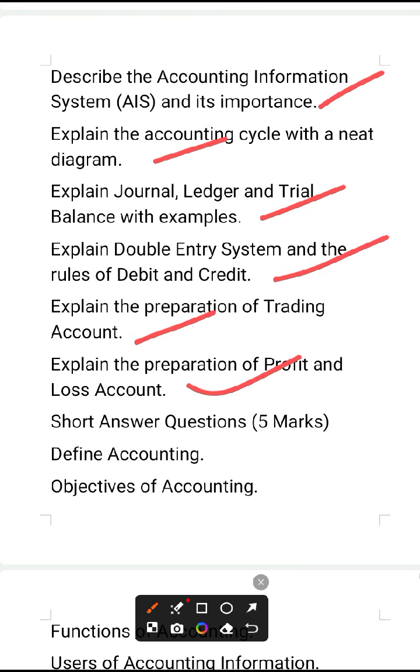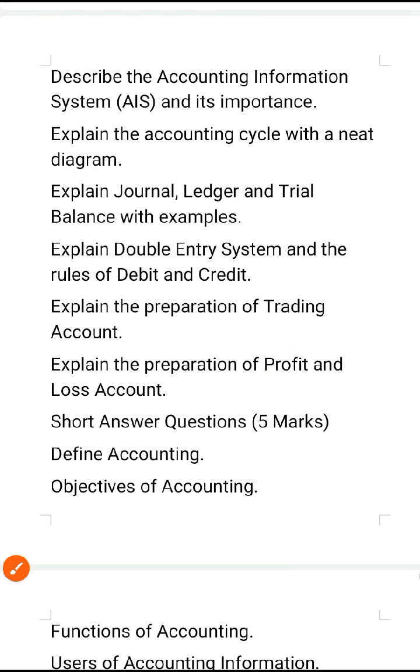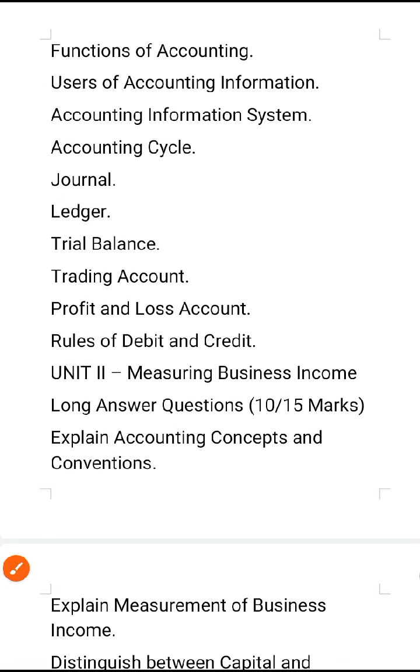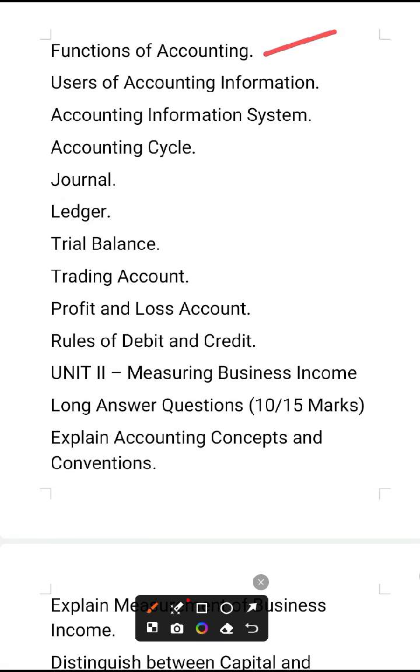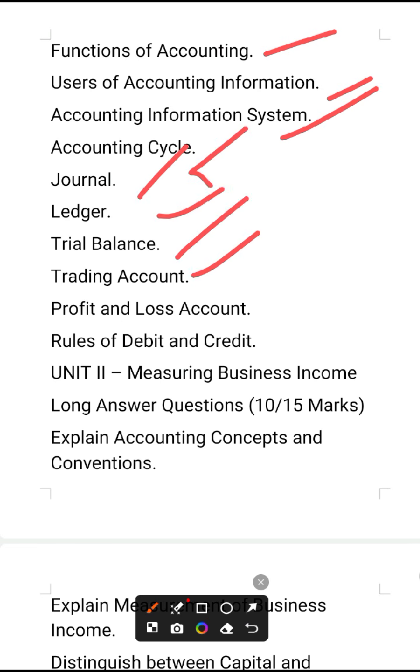And short questions: define accounting, objectives of accounting, functions of accounting, uses of accounting information, accounting information system (AIS), accounting cycle, general ledger, trial balance, trading account, profit and loss account, rules of debit and credit. Now see the next unit, measuring business income.